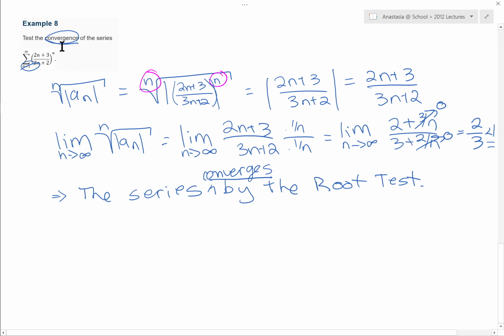So this says to only check for convergence, but just like with the ratio test, we could have actually concluded absolute convergence here if that's what we were wanting. But in this case, we're just simply going to write convergence because that's all the problem is asking us for. So our final answer for example 8 is that the series converges by the root test.